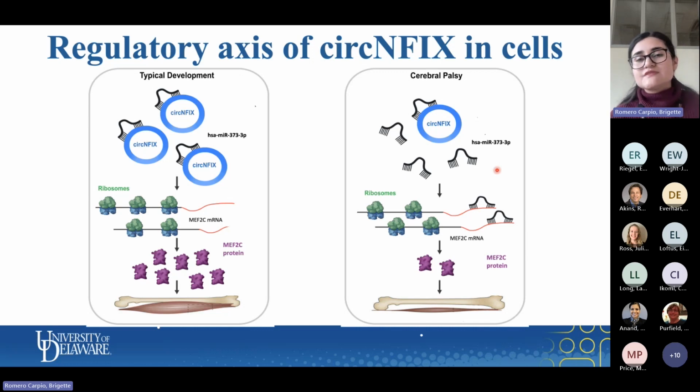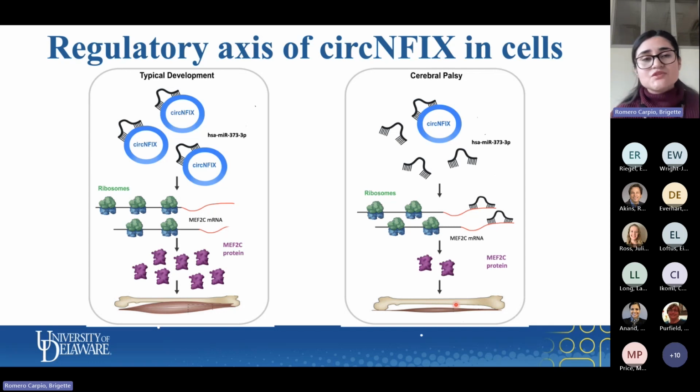In the context of cerebral palsy, since there are lower amounts of this circular RNA, more of this microRNA is going to be available to bind to the MEF2C UTR. As a result of that, the translation of the MEF2C protein is inhibited. This protein is important because it's a transcription factor that regulates the expression of different sarcomeric genes, and thus could explain why kids with CP have this overstretched muscle.